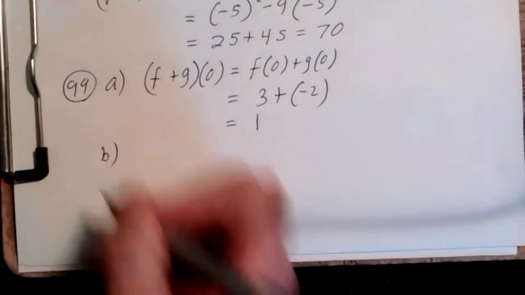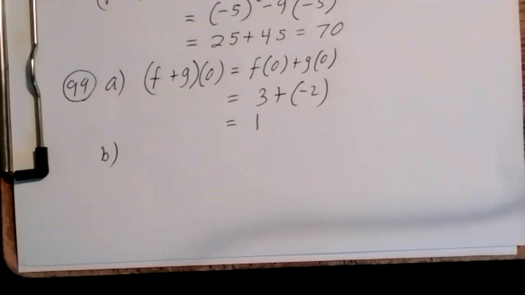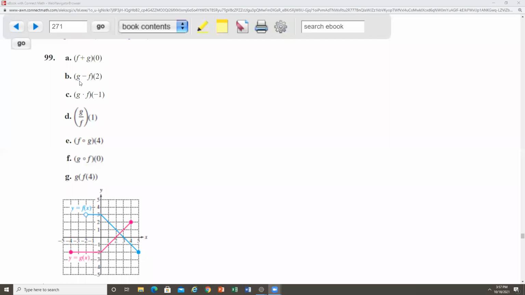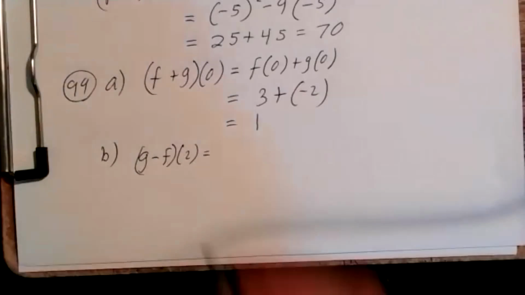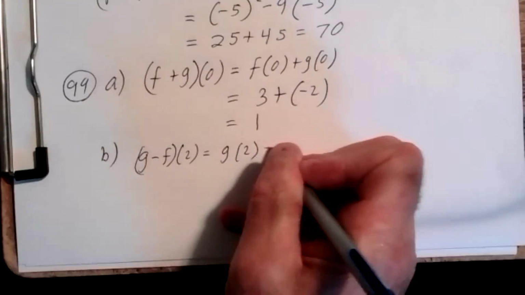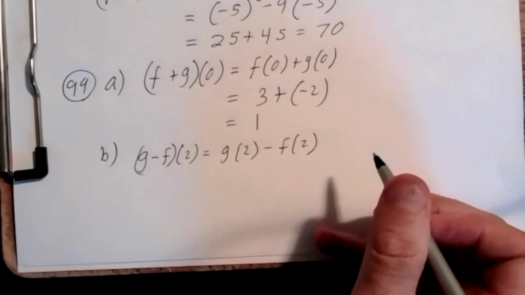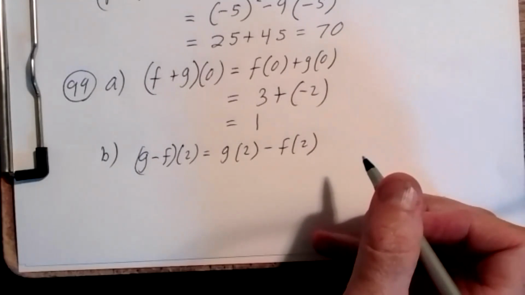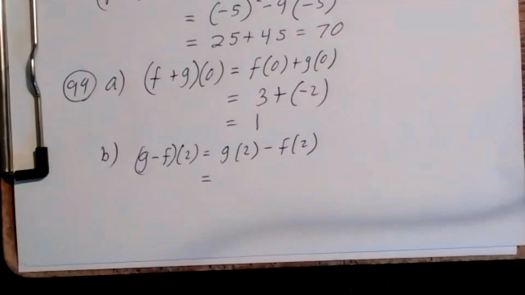Let's try B. Using those functions defined as graphs, for B they want us to not only form this difference function, g minus f, but they want us to evaluate it at 2. So g minus f of 2 is what they want us to find. Well, what is going to be g minus f of 2? That's going to be g of 2 minus f of 2. But ladies and gentlemen, what's g of 2 and what's f of 2? We got to go to the graphs and find out.